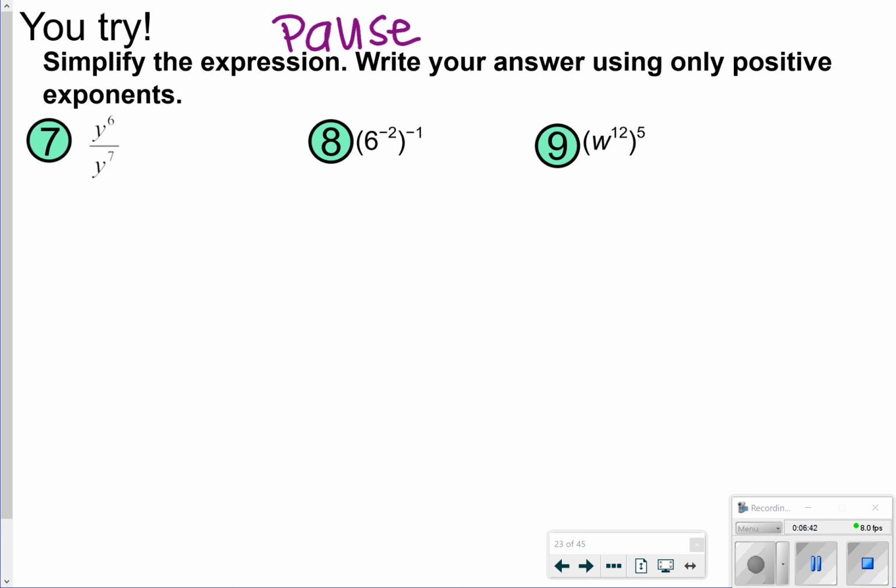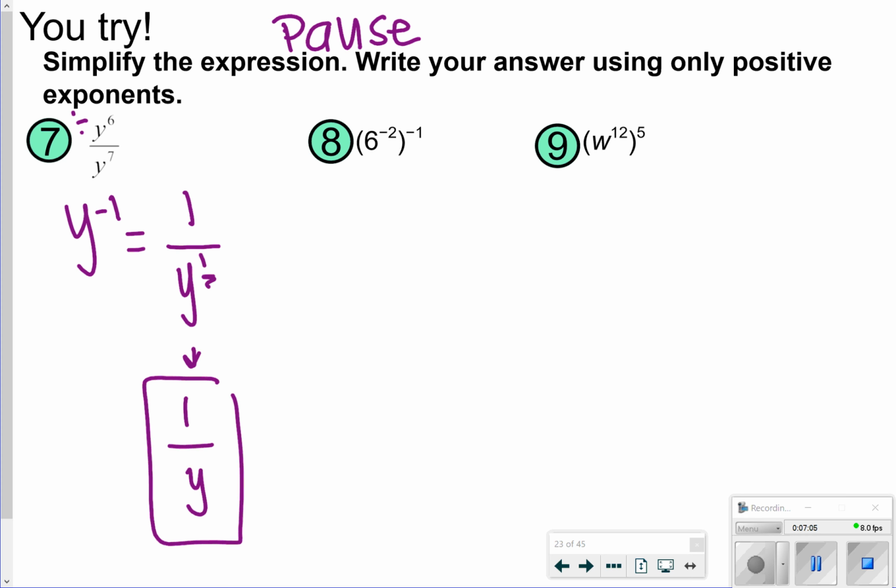Alright, for number 7, we have y to the 6th over y to the 7th. This is my quotient of powers, so I'm going to subtract. 6 minus 7 gives me negative 1. So initially I have y to the negative 1st power, and to write that as a positive exponent, I'm going to write it as 1 over y to the 1st power, but really I can just get rid of this little exponent and write it as 1 over y.